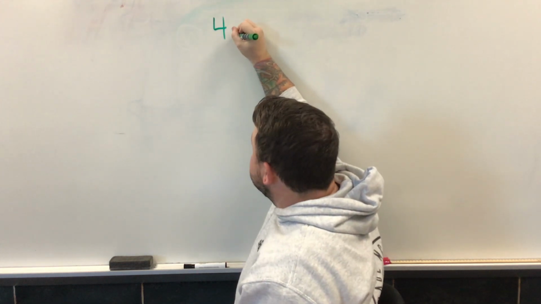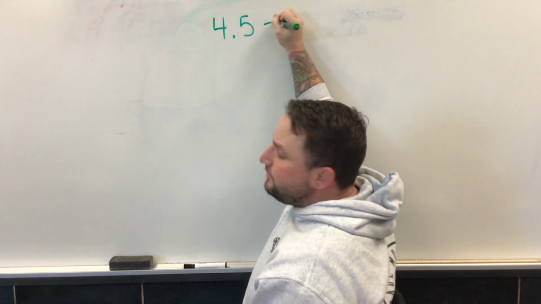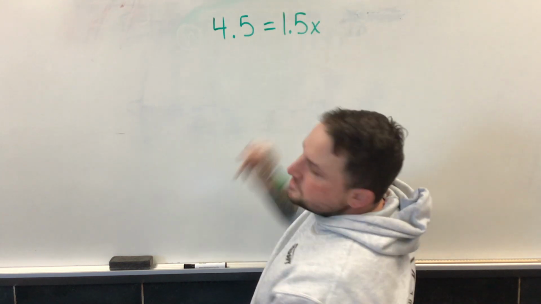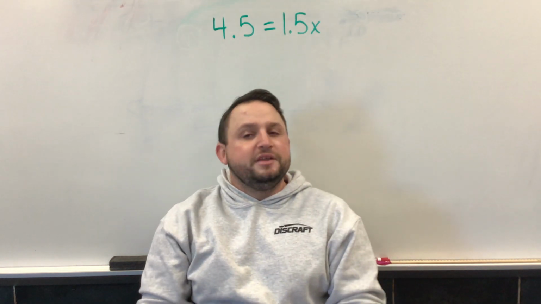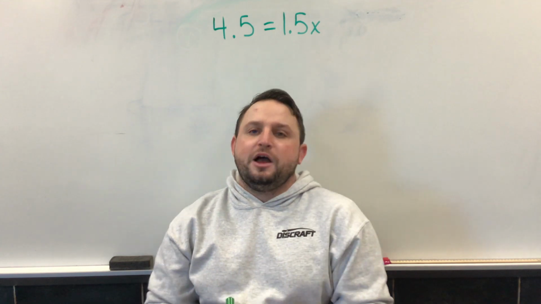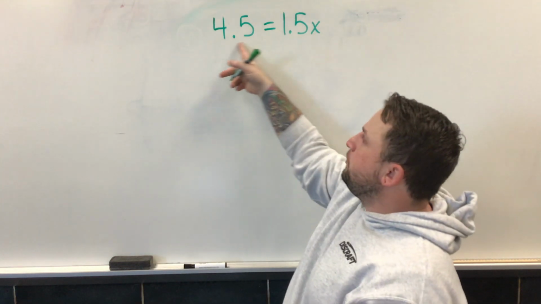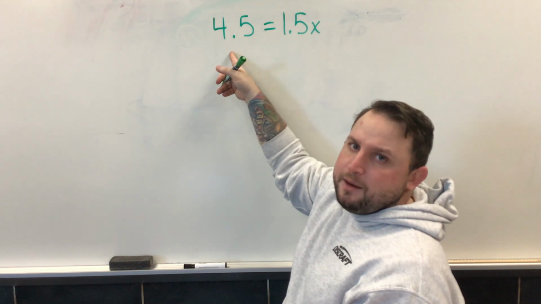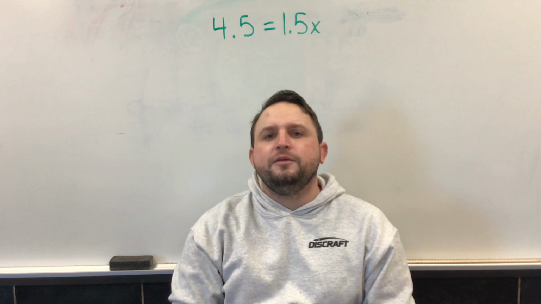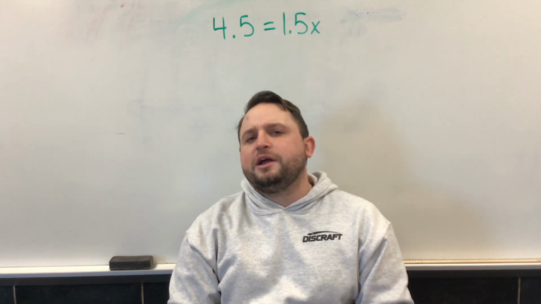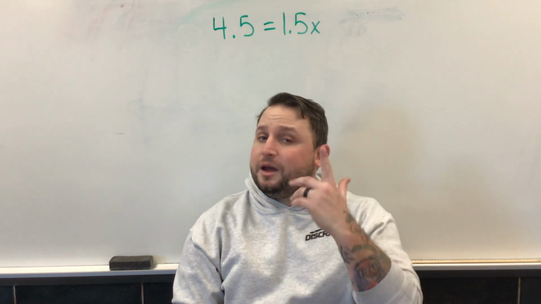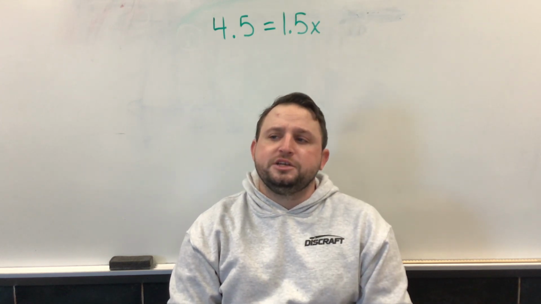So say that we have a number like 4.5 equals 1.5x. This is not an addition or subtraction problem, so it must be a multiplication or division problem. So let's look here. 4.5 is by itself. There's obviously nothing happening to that. 1.5x. So I'm asking myself, and maybe you already know this, when I have a number directly next to a variable, what operation does that show? When a number is directly next to a variable, what operation does that show?